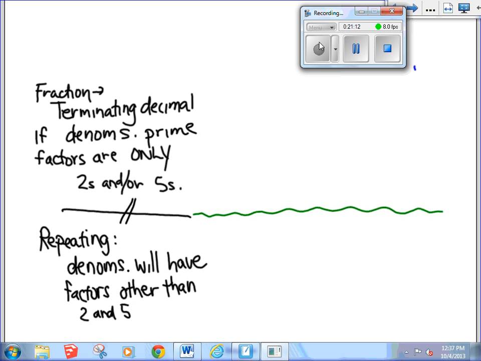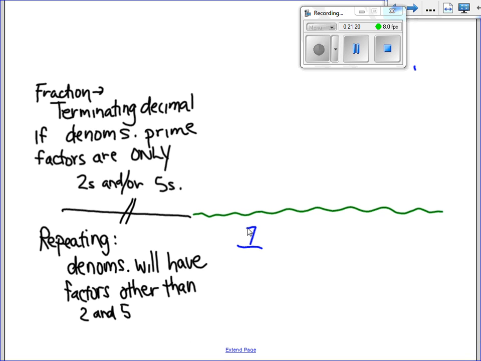Will, you have an example. Which are you going to give me? Repeating. Okay, what repeating fraction are you going to give me? 7/96. How do you know that's going to be repeating? Because I thought of 32 would be a good terminating, so I multiplied that times 3 to get me a repeating. Okay. Another way you could just look at 96, right?